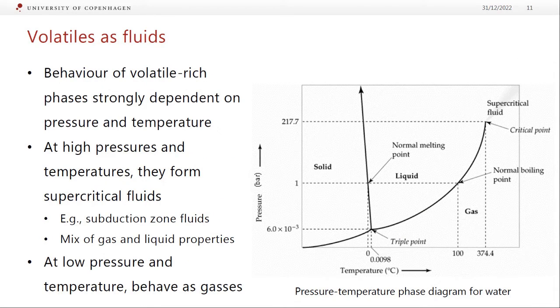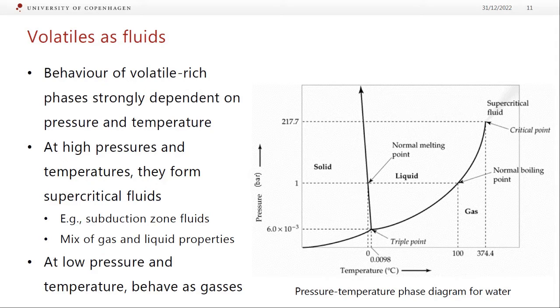Volatile-rich phases, the behavior depends really, really strongly on pressure and temperature. So we're all familiar with liquids and gas, and this is just a pressure-temperature phase diagram for water. And some of this should be super intuitive. When it's cold, about 0, we've got ice, solid. When it's warmer than that, we've got liquid, and when it's even warmer, we get a gas. Or if we drop the pressure a lot, we can also get a gas.